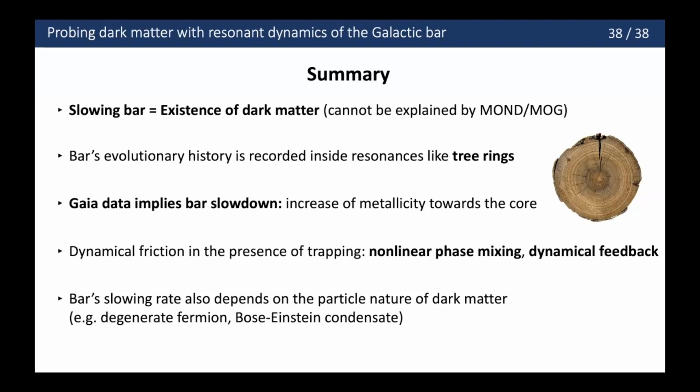And then finally, I would like to also mention that the bar's slowing rate, the dynamical friction by the dark matter, also depends not only on the phase space density, but also on the particle nature of dark matter. So for example, if dark matter is a degenerate fermion, which is forming a degenerate core in the galaxies, then dynamical friction should be weaker. And similarly, if the dark matter is a boson, in a Bose-Einstein condensate, and the particles have a quantum wavelength as large as a kiloparsec, then these particles will not be able to create a strong density wave, which is a small scale structure. So the friction should be weaker.